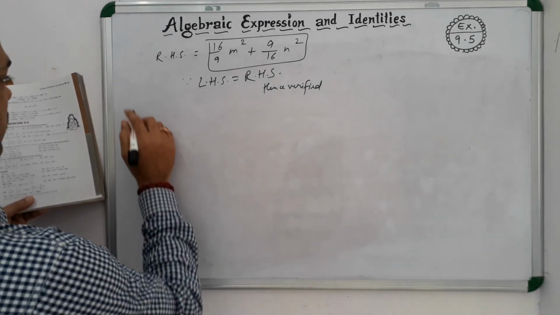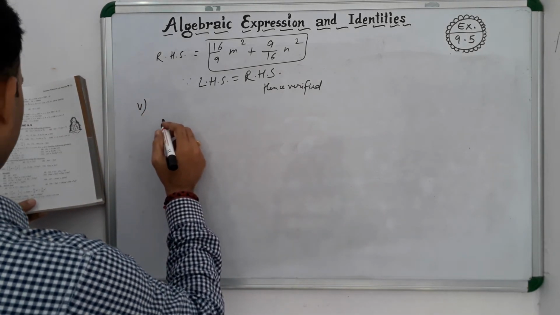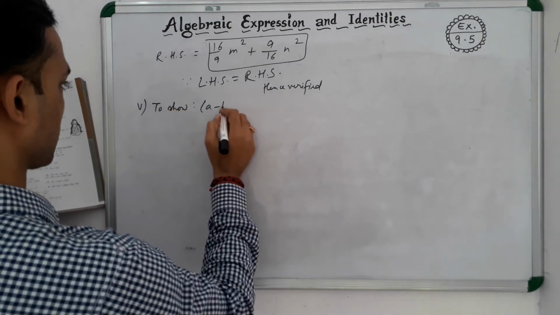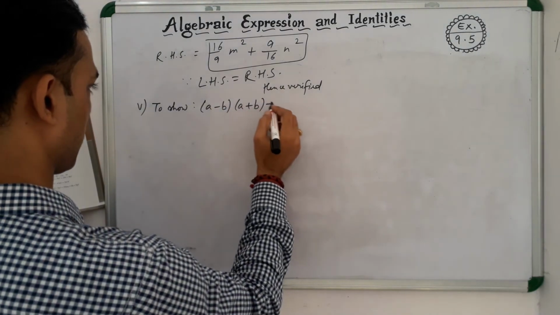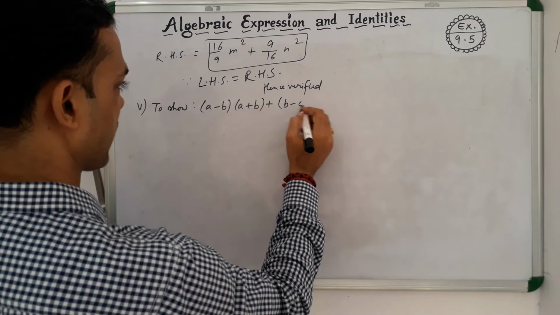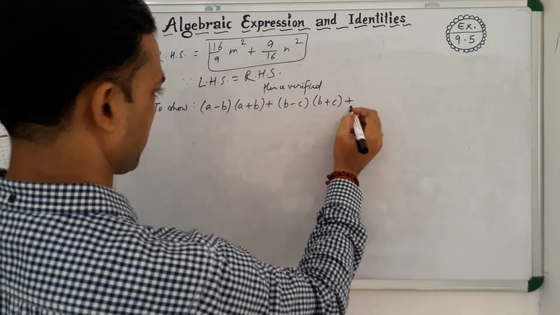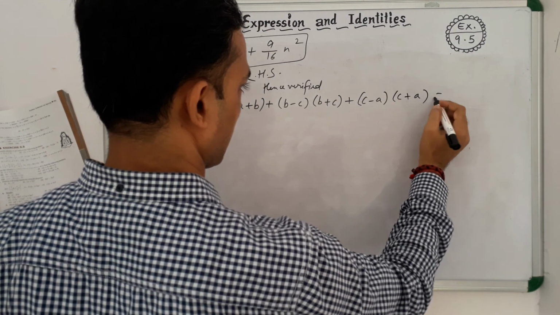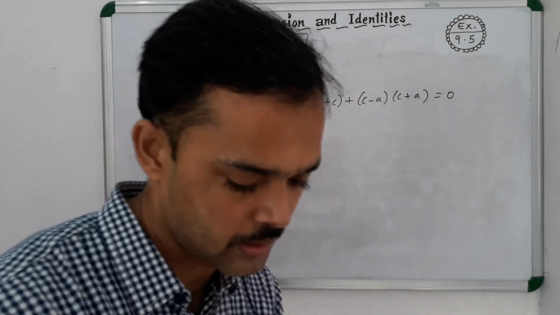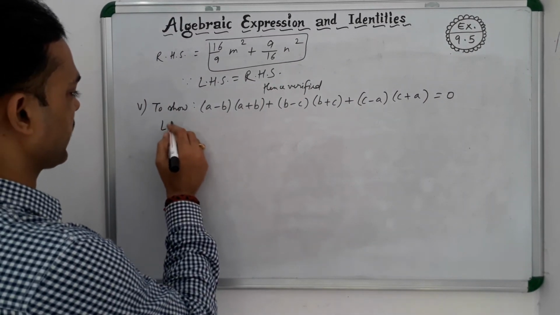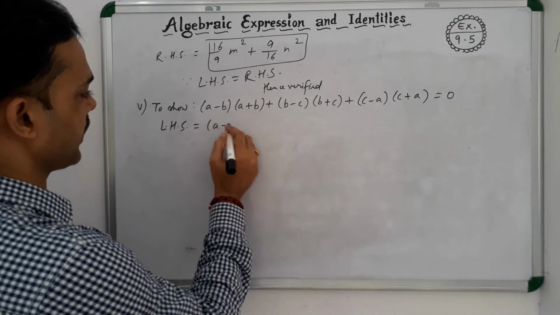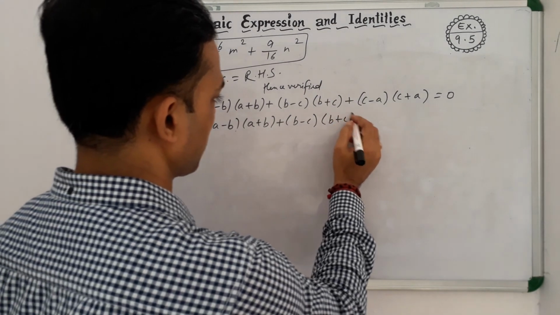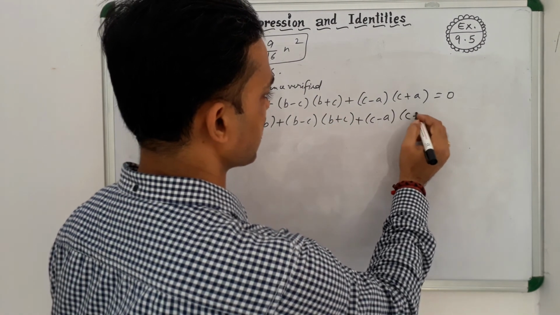In that we are doing the fifth part. What is mentioned to show: (a minus b)(a plus b) plus (b minus c)(b plus c) plus (c minus a)(c plus a) equals 0. This has to be shown here. Let us take LHS. In LHS we have (a minus b)(a plus b) plus (b minus c)(b plus c) plus (c minus a)(c plus a).